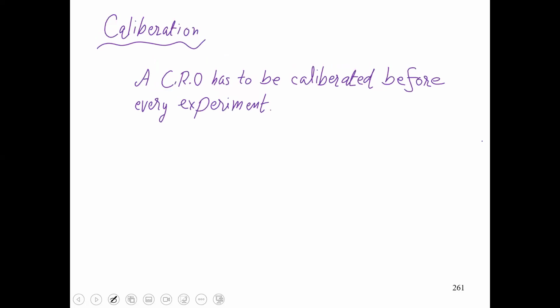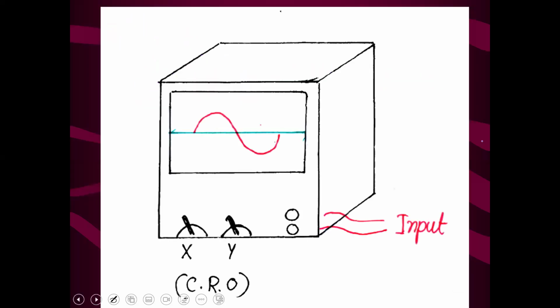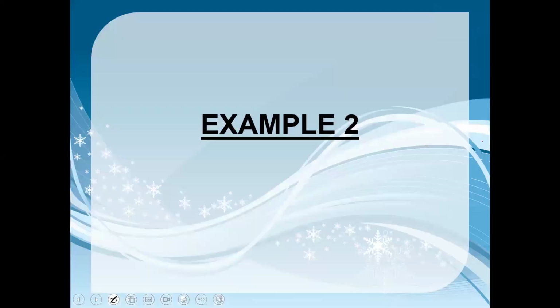CRO being a digital graph paper needs calibration. You always need to calibrate. This is the outlook of a CRO. It has two knobs, X and Y. So you can control the CRO from these two knobs, which I had shown you in that animation. Now, this is the output of the CRO.